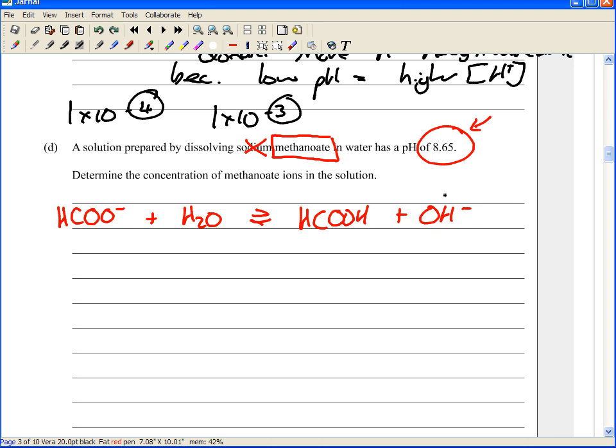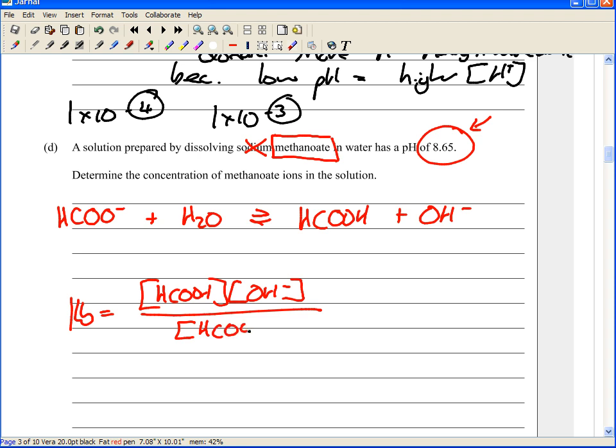Excellent. So we've got to this situation here where the H2O has lost its H plus because this part here has accepted it as a base. Cool. Which means we can go Kb equals the products HCOOH and OH 1 minus on top, and underneath we have got the HCOO 1 minus, and of course we ignore the water again.